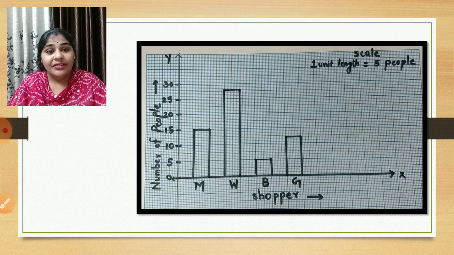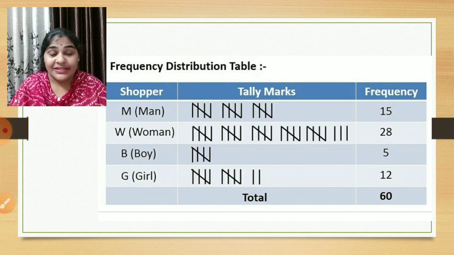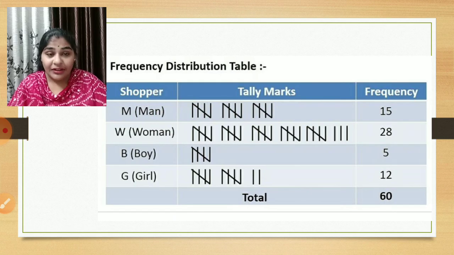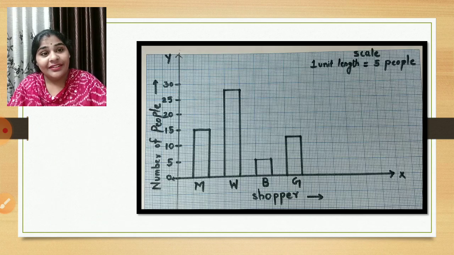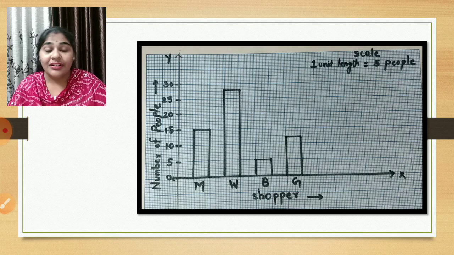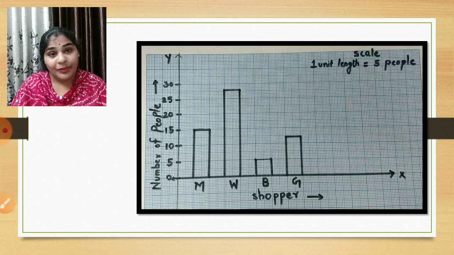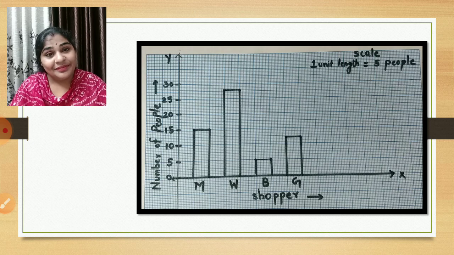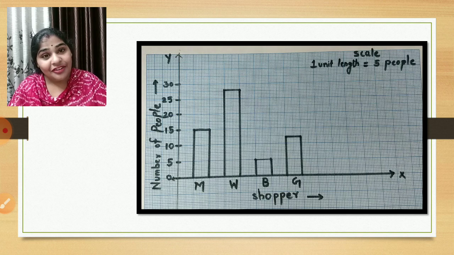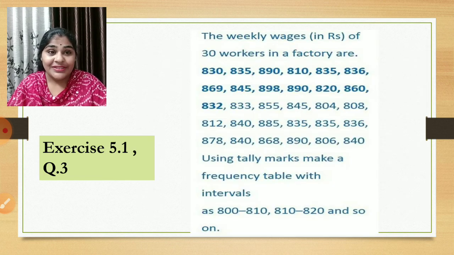Okay, so children, the frequency distribution table you can write in a notebook, but the graph you will obviously represent on a graph paper. Either you maintain a graph book or a graph paper, whichever is convenient for you. Put the heading Exercise 5.1 question number 2 and draw the graph. I hope this is clear.